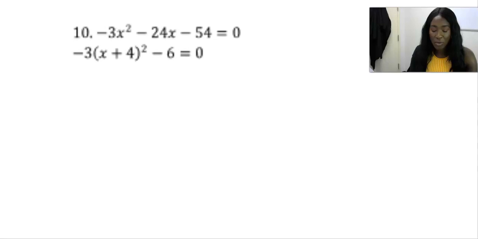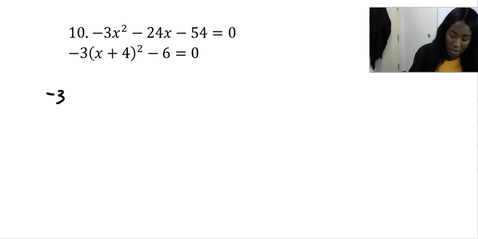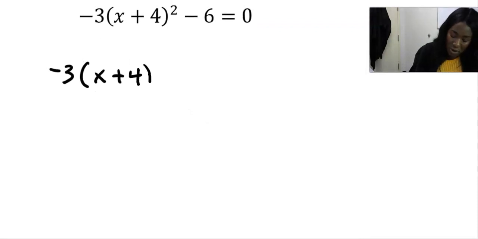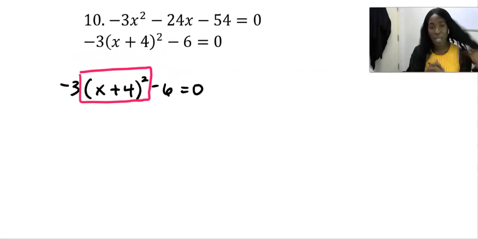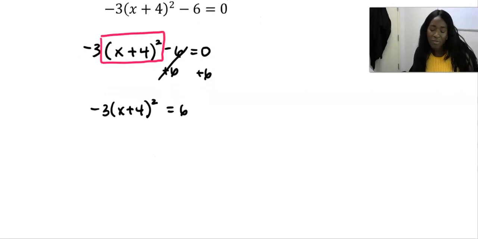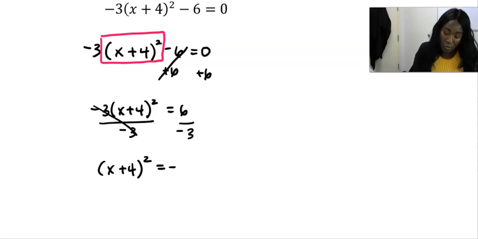Now let's go on to number 10. Once again, I have given the equation in 2 separate forms. We're going to work with the second version of the equation, the one that has the (x plus 4) squared in it. We're going to begin by isolating the entire term that is squared, that (x plus 4) squared. Once we have that by itself, then we'll square root both sides. So we'll start by adding 6 to both sides of the equation. So I have negative 3 times (x plus 4) squared is equal to 6. And now I will divide both sides of this equation by negative 3. So I'm left with (x plus 4) squared is equal to negative 2.